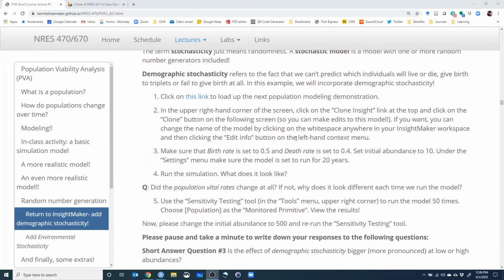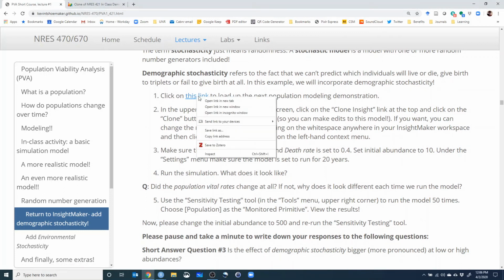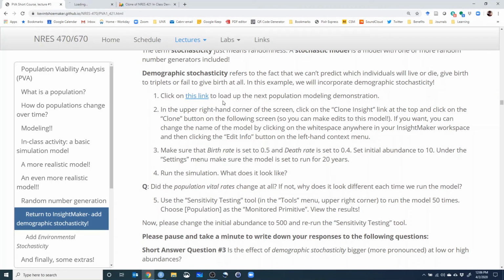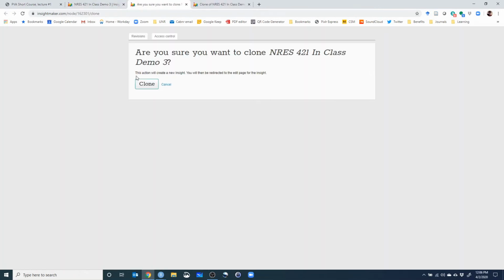To explore this model, let's click on this link, and I like to open a new tab. And like always, I'm going to clone this insight. Clone it.